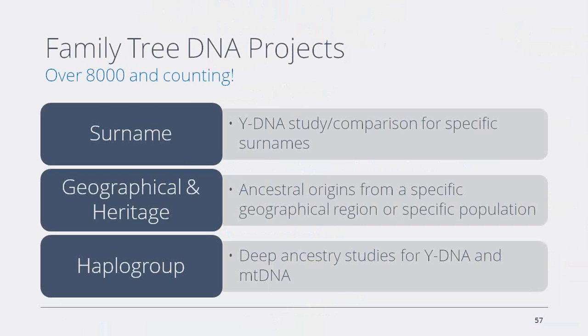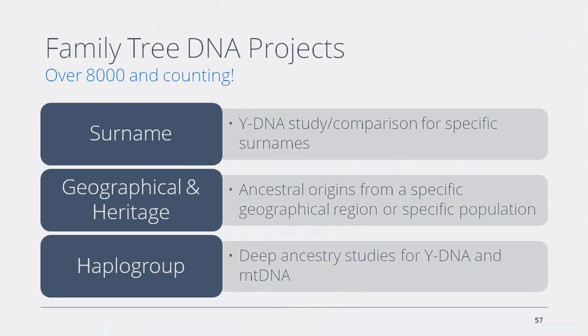Okay, so to wrap things up here, I just want to quickly mention again, Family Tree DNA projects. We have over 8,000 volunteer-run projects, and this number, I had to update it for this presentation from just a few months ago. We were at 7,000, so we've got tons of projects, all run by volunteers. The vast majority are surname studies intended for Y-DNA comparison for specific surnames. However, we do have other types of projects.